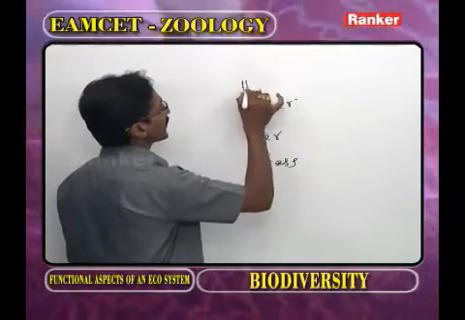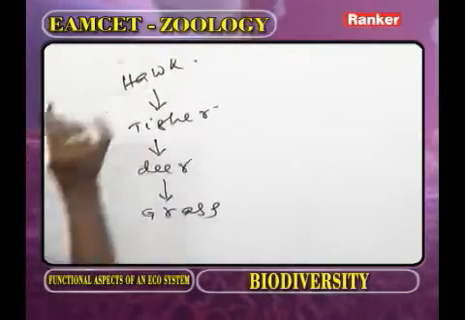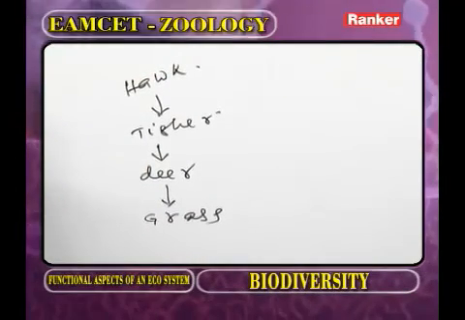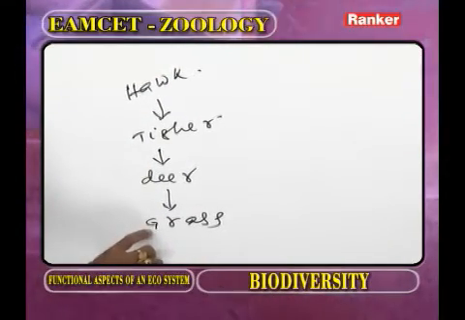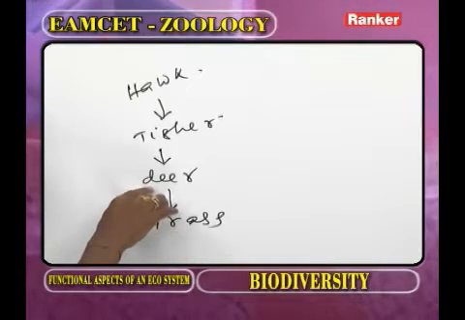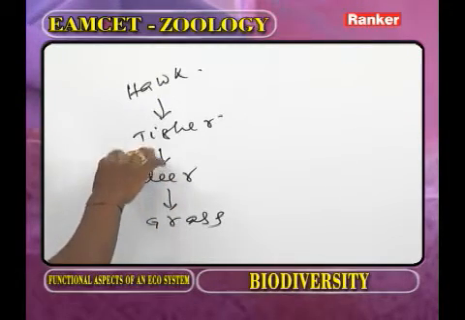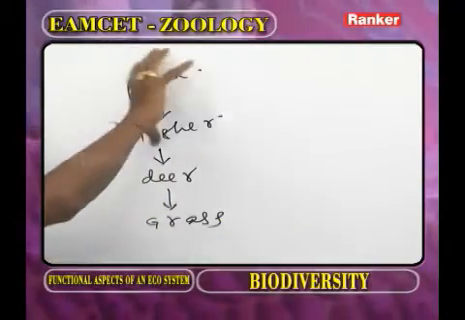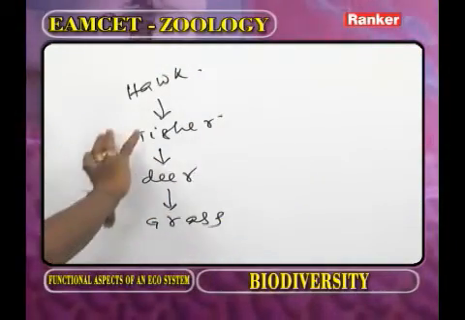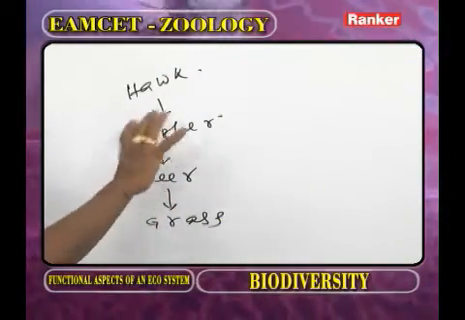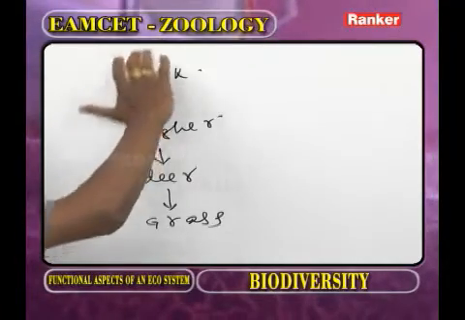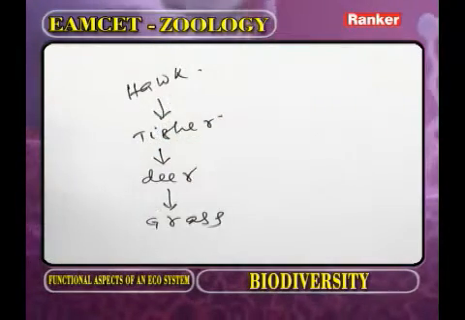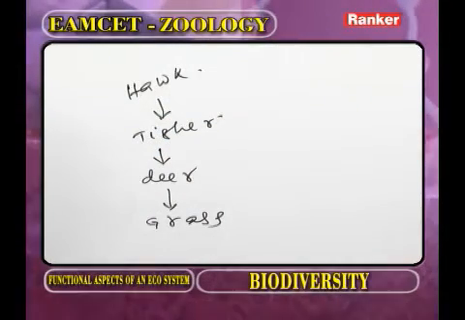Now it is eaten by a hawk. Now you have to observe how the energy transfers from the grass to deer, from deer to tiger, then it is transferred to hawk. Whenever these animals die, all these animals' bodies are decomposed by decomposers, then the energy is transferred to the decomposers. Now what is the first statement?